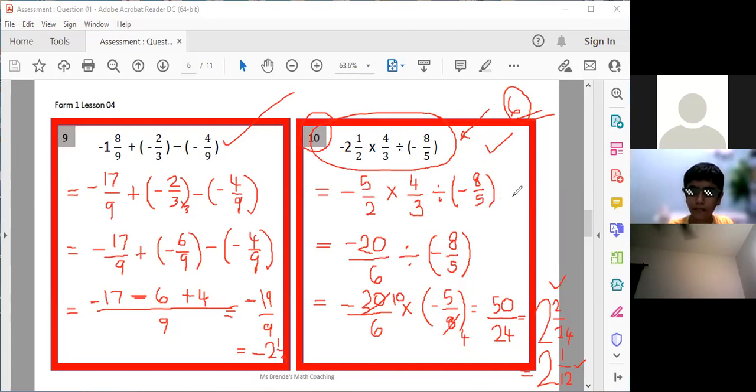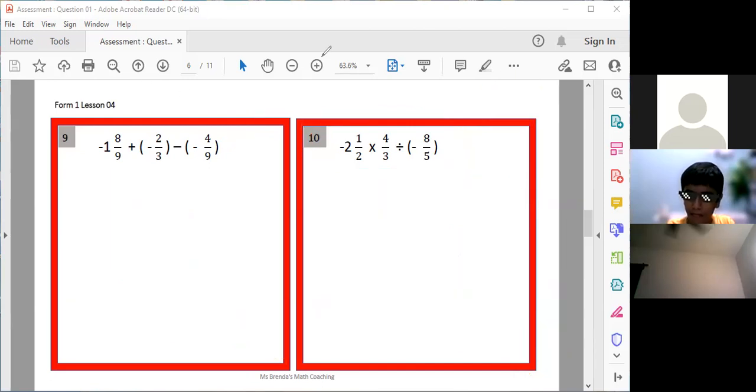So what did I do here? First, I changed everything to improper fraction. Then I followed the rules of Standard 6, up times up over down times down. If it is a division, flip-flop. Remember, bodmas is important. Okay, now we see more questions.